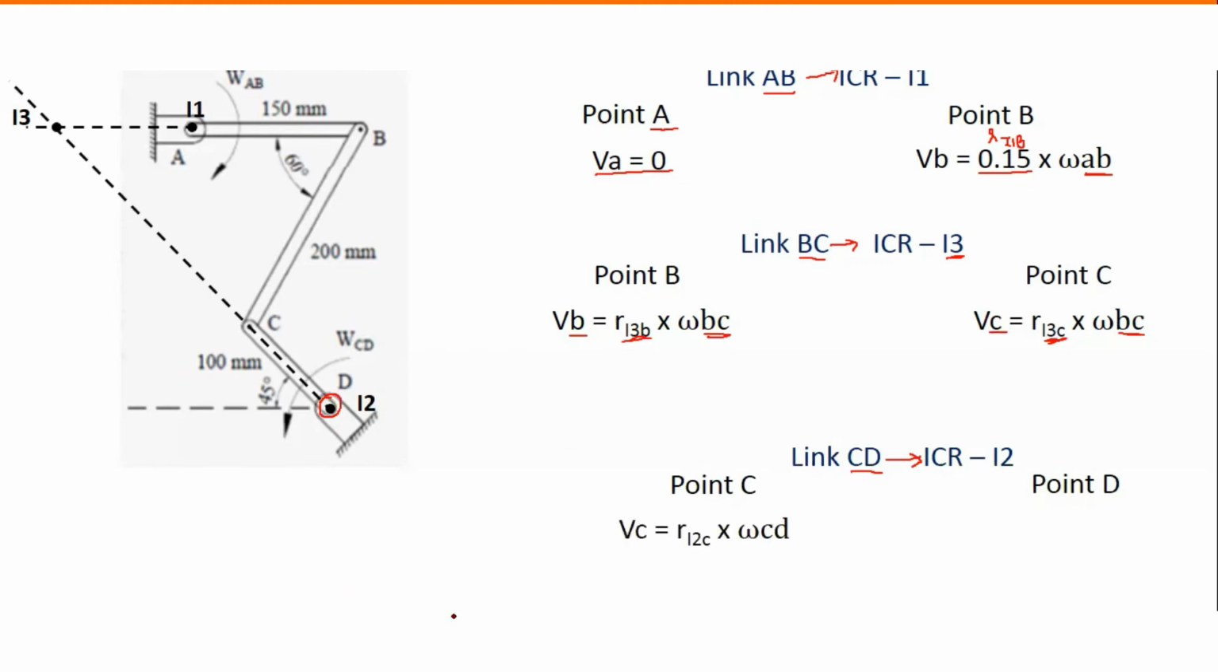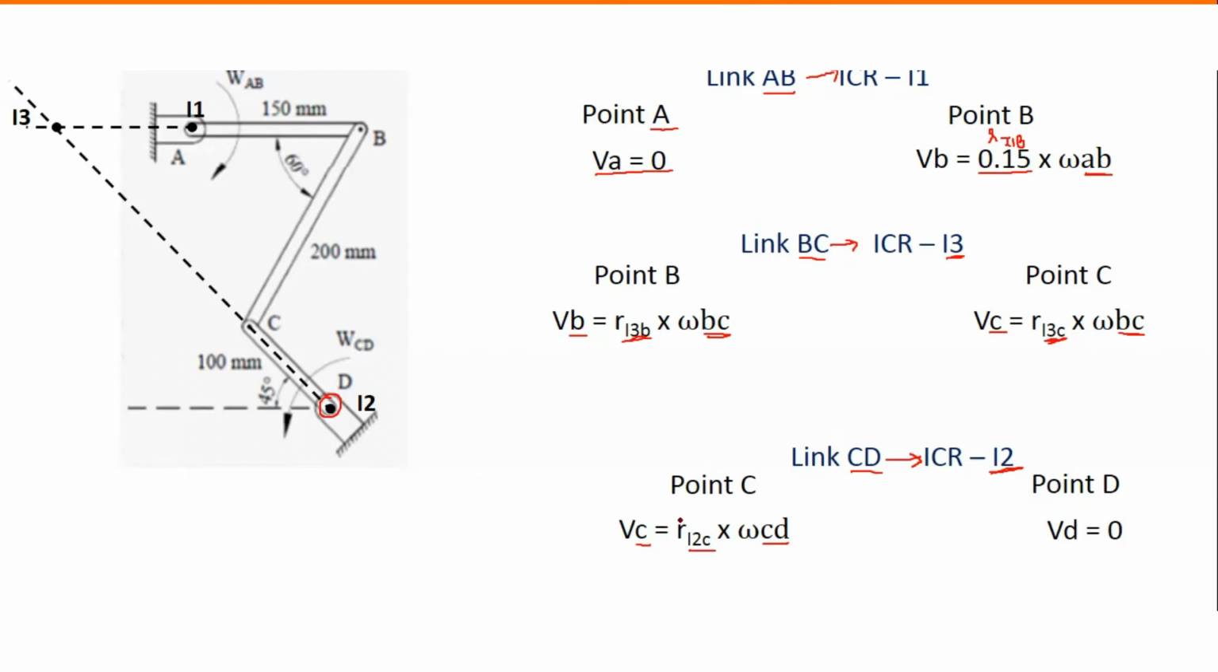But for VC, I will write VC is equal to R I2C. Now see here, why I2C? Because I am considering link CD with ICR I2. So it will be I2 to the particular point C multiplied by omega CD. And for point D I will directly write 0. After writing all this, what is our next step? Our next step is to find out the distances, that is R I3B and R I3C and also R I2C. All the distances we need to find out.